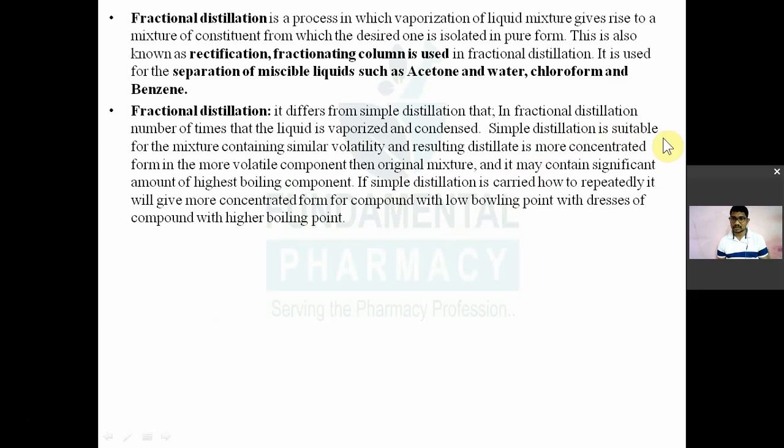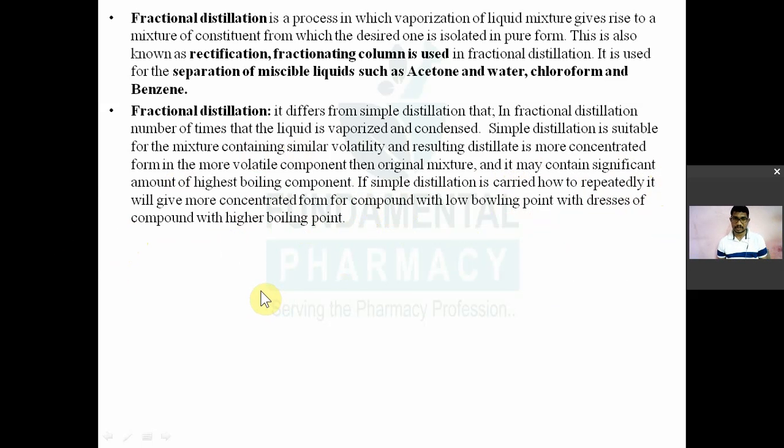Simple distillation is suitable for a mixture containing similar volatilities, and the resulting distillate is a more concentrated form of the more volatile component than the original mixture, but it may consist of a significant amount of the higher boiling point component. Okay? So if simple distillation is carried out repeatedly, it will give you a more concentrated form of the compound with low boiling point, which decreases the amount of higher boiling point.